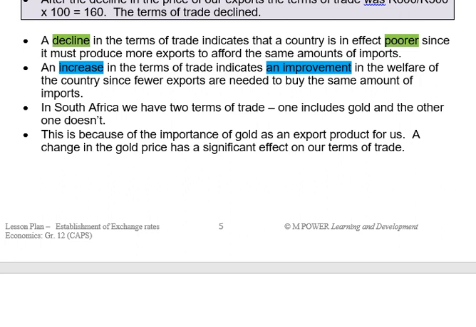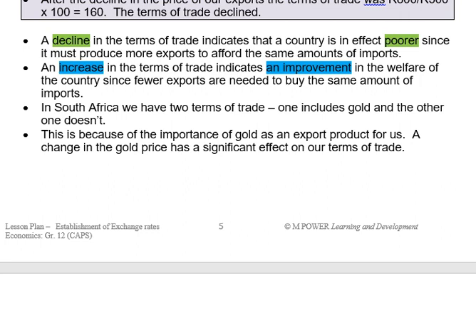All right. What is important for you is that you have to be able to do the calculation, obviously. And from the calculation, you need to be able to identify whether there was an improvement or a deterioration in the terms of trade. And from there, you need to link that: if there's a deterioration or an improvement in the terms of trade, what effect is that going to have on living standards for the people in the country?